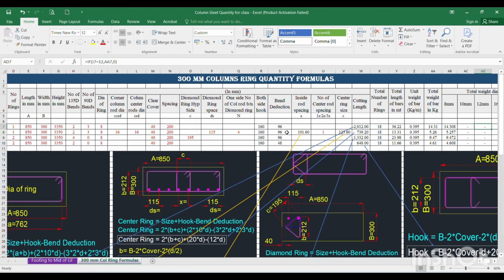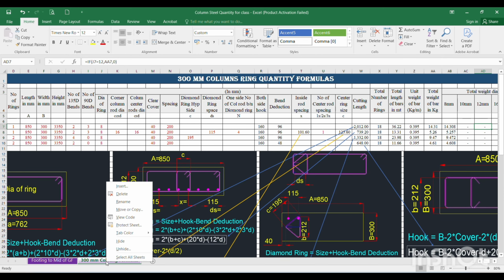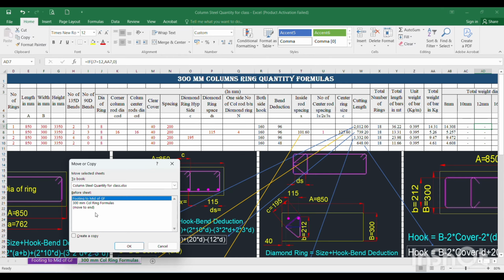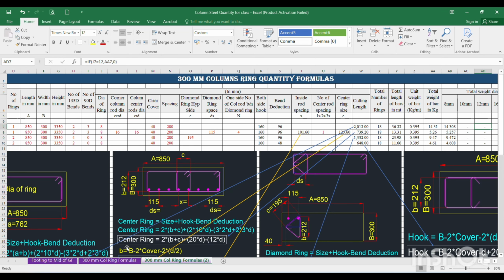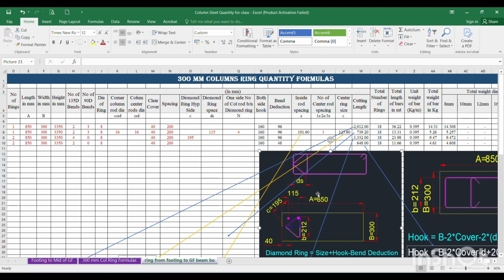So now after completing this, I will take one more file of this column. I will create one more sub file of this, because formulas are there in this. That's why I am creating one more file of this. Keep the file name as ring from footing to ground floor beam bottom. Okay, then I will delete all these formulas from this sheet.